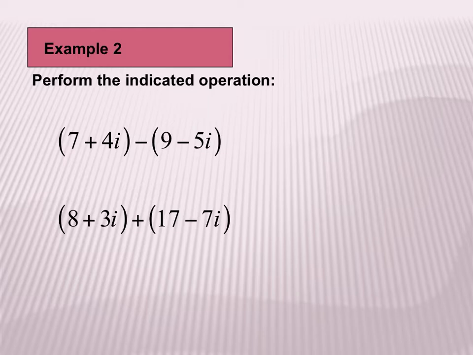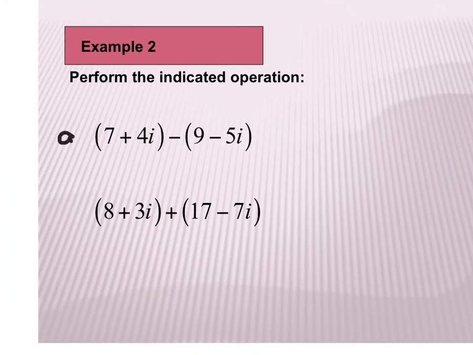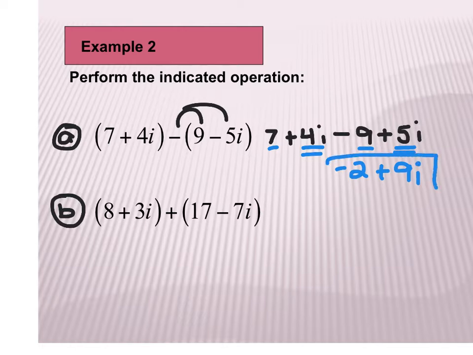So example 2 says perform the indicated operation. I labeled these as a and b. So a is subtraction. We distribute that negative just like we normally would. So this becomes 7 plus 4i minus 9 plus 5i. And then we combine the two real parts, 7 and -9, which is -2. And then the two imaginary parts, 4i and 5i. So this is positive 9i. And then again, standard form always puts the i last.